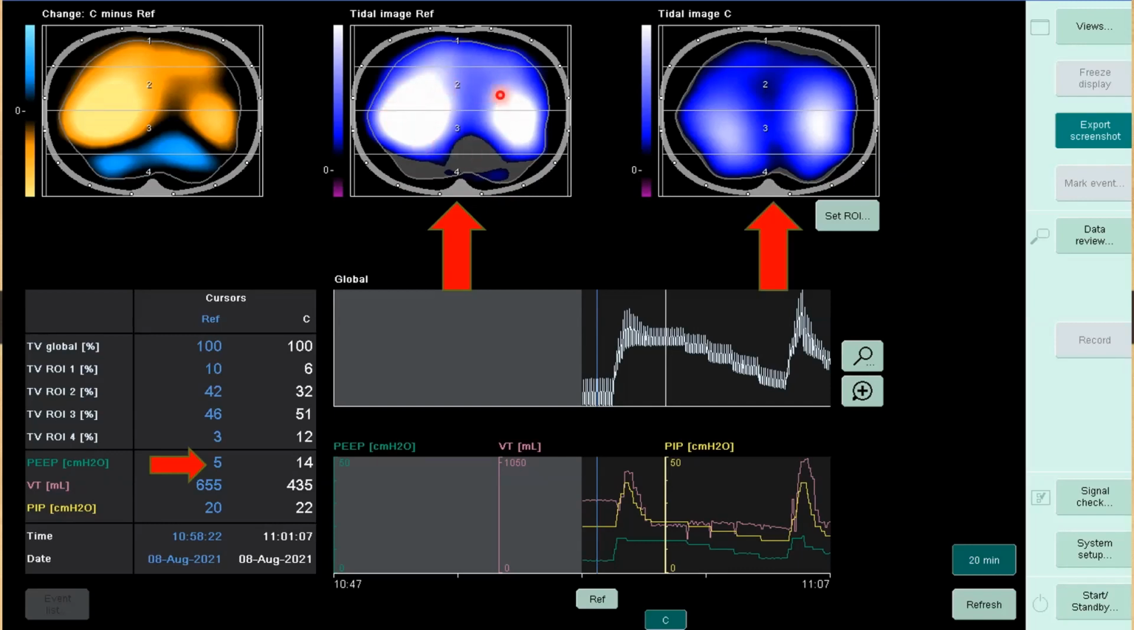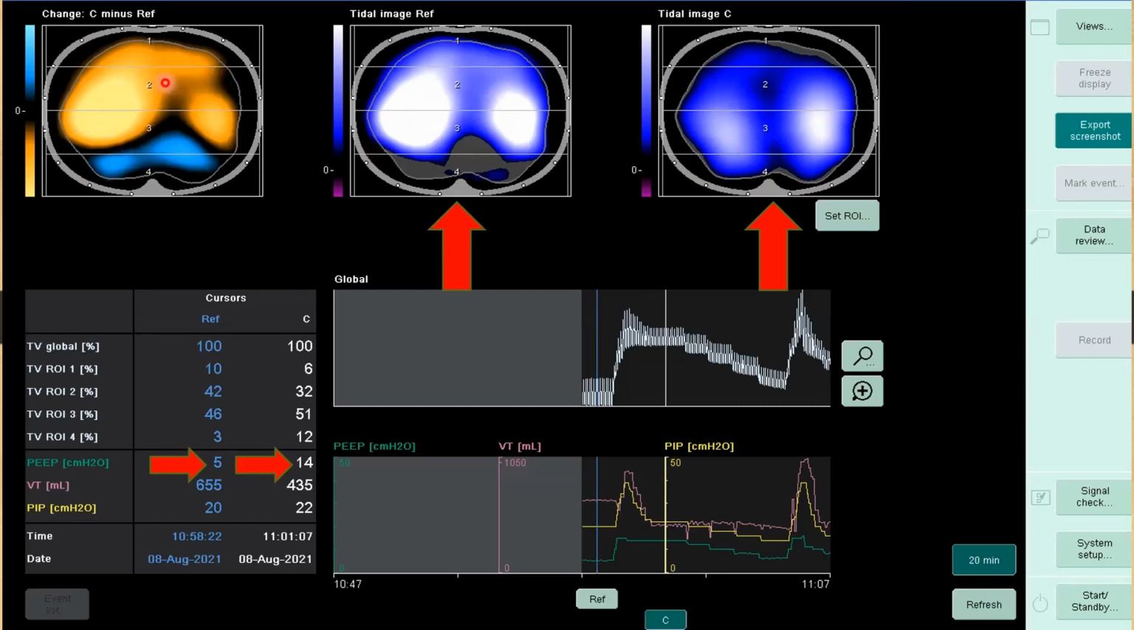Over here, you have a PEEP of 14. Now you see with the PEEP of 14, we've managed to open up the dorsal region here. So if we look at the white, we see that it's much better distributed now. It's kind of evened itself out. And over here, this is just basically a color-coded way of explaining what's occurring here.